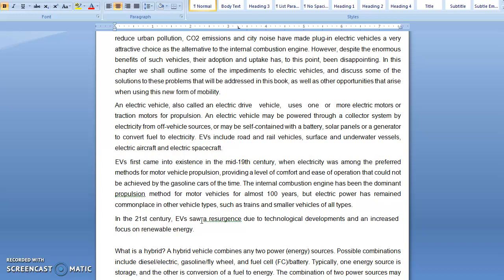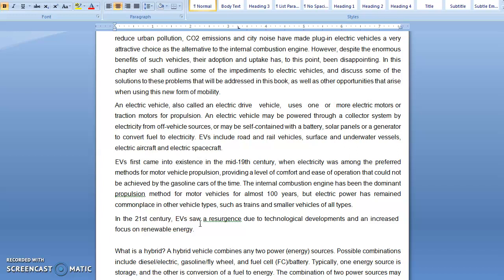Electric vehicles first came into existence in the middle of the 19th century, when electricity was among the preferred methods for motor vehicle propulsion, producing a level of comfort and ease of operation that could not be achieved by the gasoline cars of that time. The internal combustion engine has been the dominant propulsion method for motor vehicles for almost 100 years, but electric power has remained commonplace in other vehicle types, such as trains and similar vehicles. So, let us discuss electric vehicles.